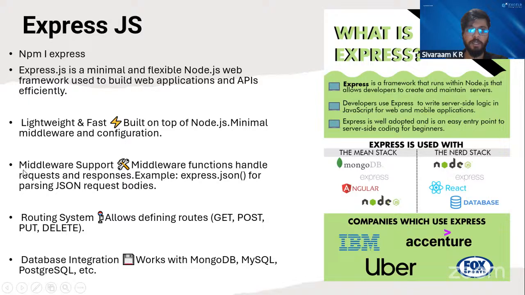Then it has something called middleware support. We will go through what a middleware is. It also has a routing system. So what is a routing system? Yesterday we went through it, right? If you put /about, that is how you access different paths. And then you can also integrate databases with your Express.js framework. For example, MongoDB, MySQL, and PostgreSQL and all, you can connect with your Express.js.